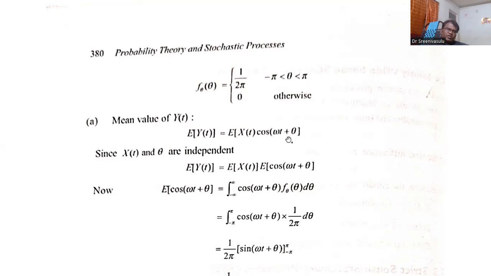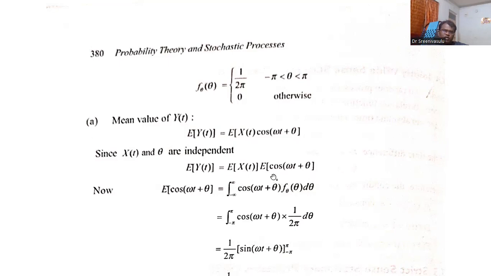We need to remember this point: x(t) and θ are independent. One is a function of t, and the other is a function of θ. Whenever these two random processes are independent, the expected value of the product x(t) y(t) equals the expected value of x(t) times the expected value of y(t). So we are writing them individually.